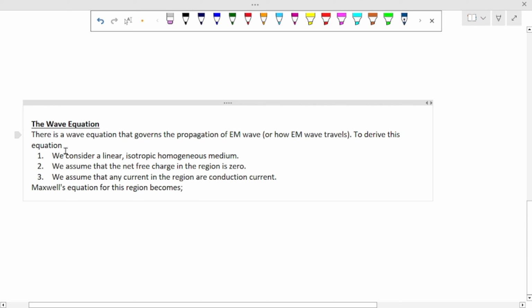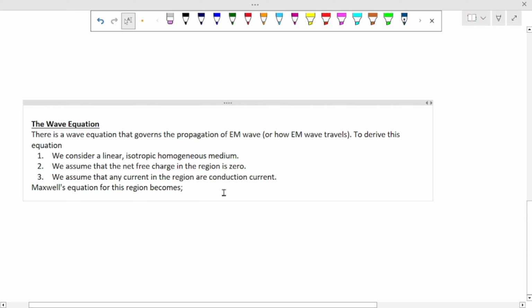To derive this equation, we consider a linear isotropic homogeneous medium. I will explain. Second, we assume that the net free charge in the region is 0. Third, we assume that any currents in the region are conduction currents.